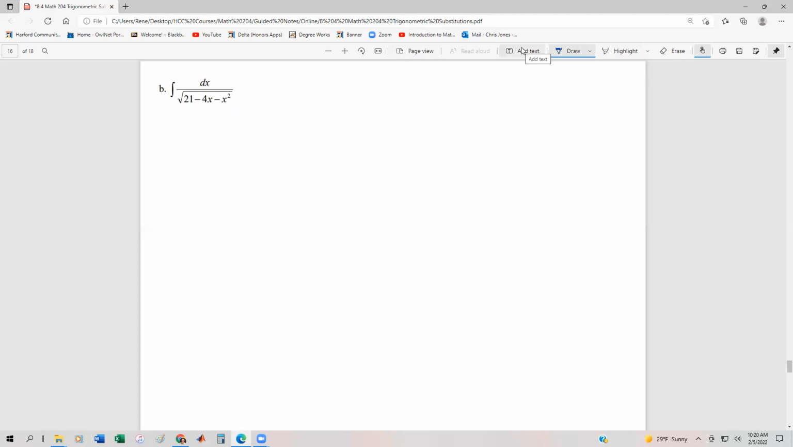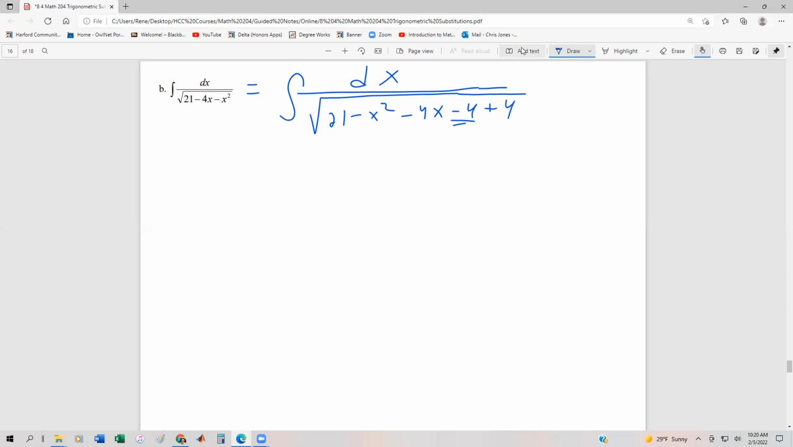So I'm going to rewrite this as the integral of dx over the square root of 21 minus x squared minus 4x minus 4 plus 4. The reason I write it as a negative first is because I know I'm going to have to factor out a negative from all of these terms to be able to factor it. That might be a trick to remember: if the quadratic term is negative, then you're going to have to factor a negative out anyway to be able to factor it nicely as a perfect square. So it might be better just to write the negative with the completing the square component of the problem.